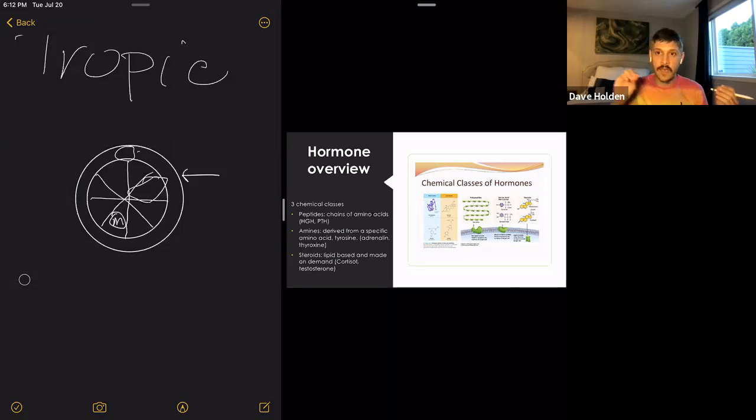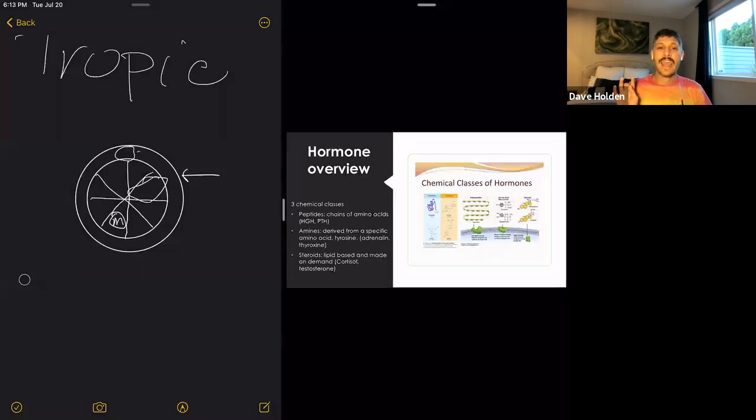Proteins are chains of amino acids, right? That is what a peptide is. And that is exactly what a polypeptide is. It is a chain of amino acids. Voila. Welcome to anatomy. There's five names for everything. So peptides are chains of amino acids. Examples, human growth hormone and parathyroid hormone.